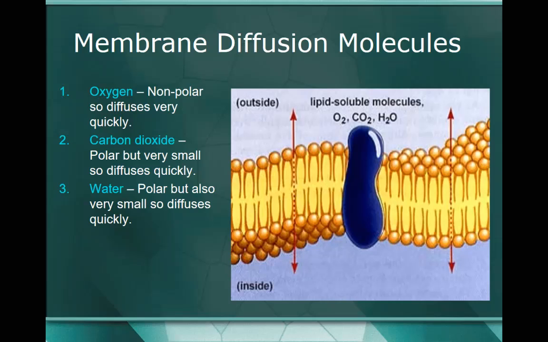Then we look at carbon dioxide. We have to get carbon dioxide out. It's a primary waste when we start looking at things like cellular respiration, but it's polar. And so it struggles a little bit more than oxygen does, but again, because it's so tiny, it's still able to diffuse quickly through the membrane. And then we look at water, also polar, just like carbon dioxide, but also very small. So it still goes through the membrane itself.